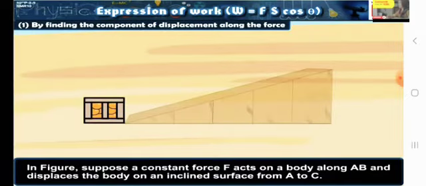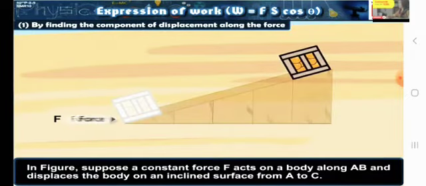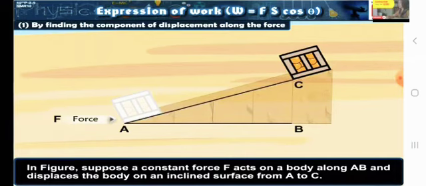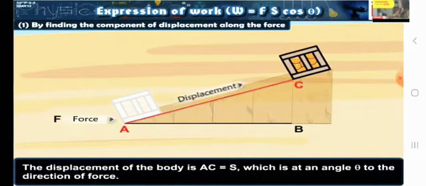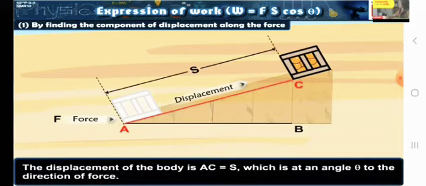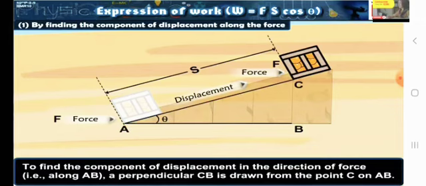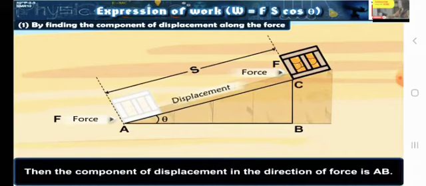In the figure, suppose a constant force F acts on a body along AB and displaces the body on an inclined surface from A to C. The displacement of the body AC = S, which is at an angle θ to the direction of force. To find the component of displacement in the direction of force, that is along AB, a perpendicular CB is drawn from the point C on AB. Then the component of displacement in the direction of force is AB.